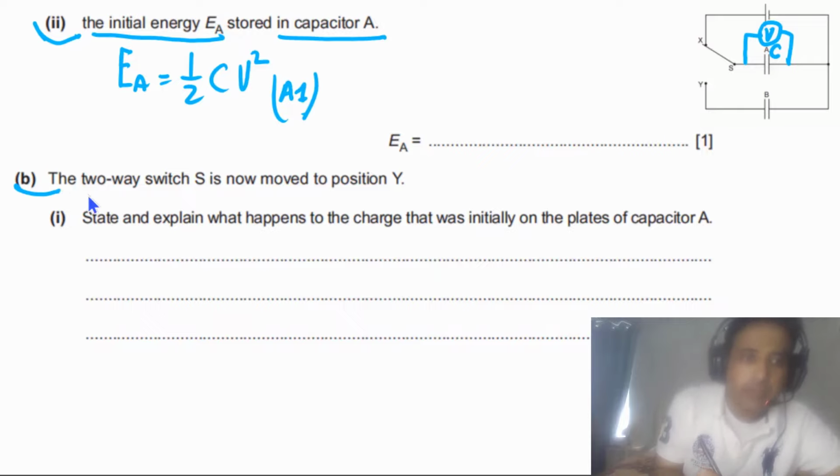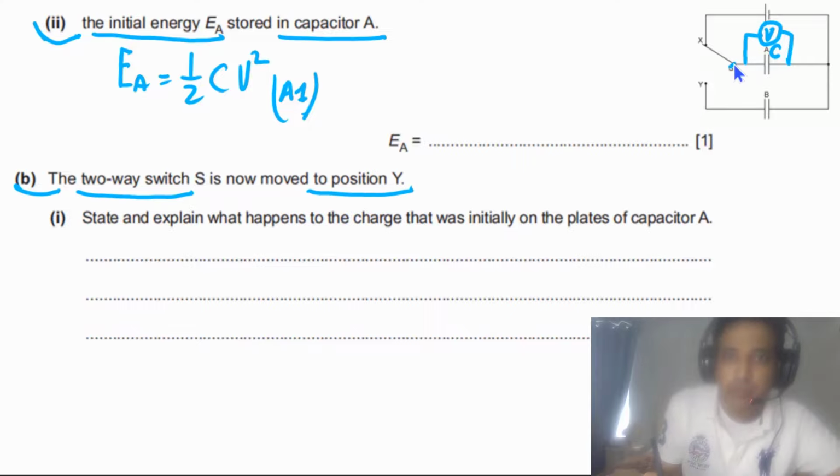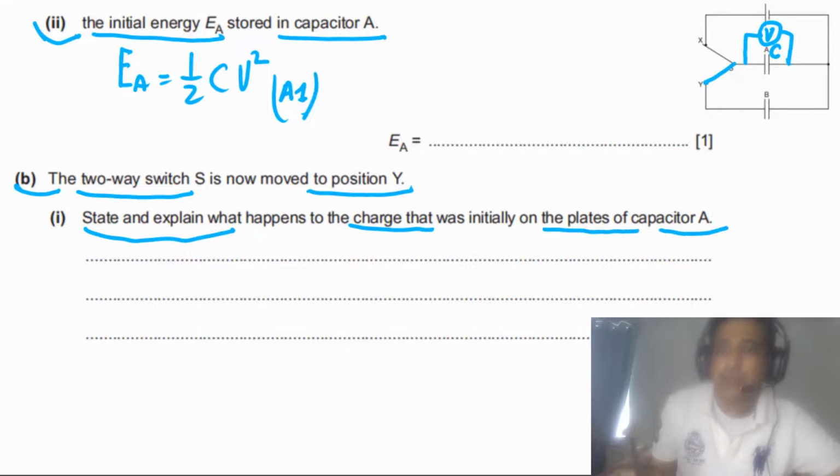For part B, it is given to us that the two-way switch is now moved to position Y, meaning we move this one to this position. We need to state and explain what happens to the charge that was initially on the plates of capacitor A. So initially, if you look at capacitor A, it was connected with the positive terminal, so this plate of the capacitor will be positive and this plate of capacitor A will be negative. So when we move the switch to position Y, charge from this capacitor will start flowing because the initial PD across B is equal to 0.